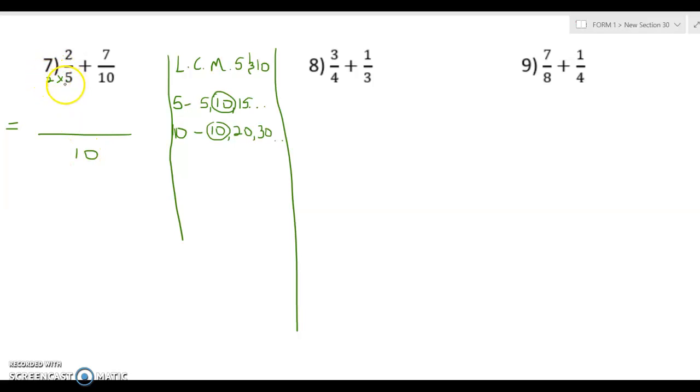5 times 2. So whatever I do at the bottom, I must do at the top as well. So 2 times 2. I work it out one time: 2 times 2 is 4. And I put in that 4 right there.